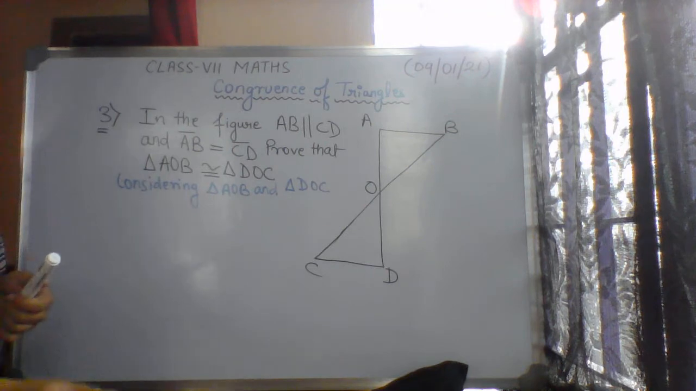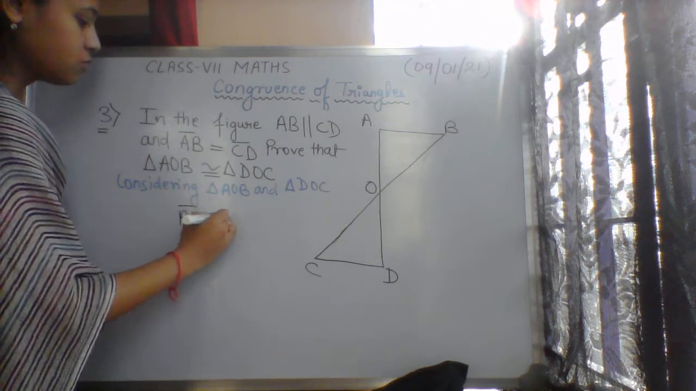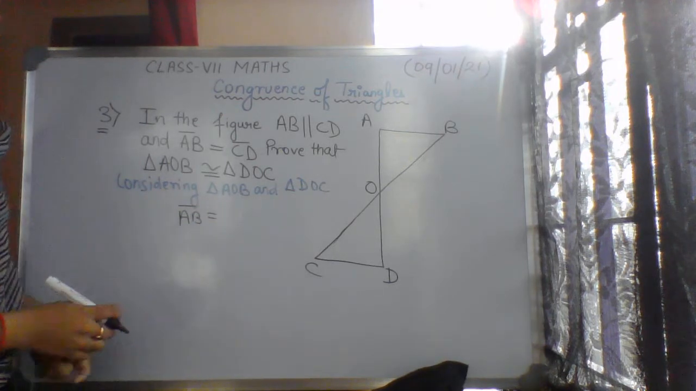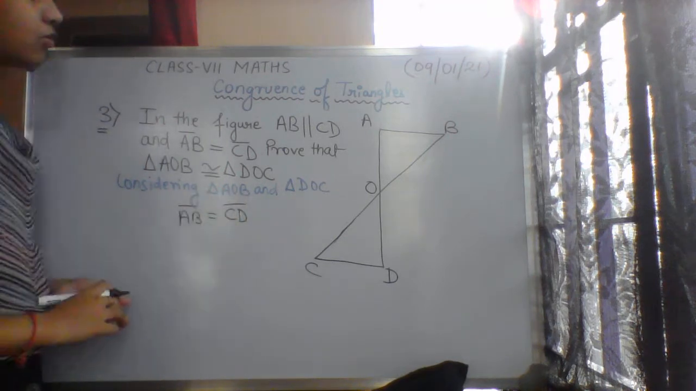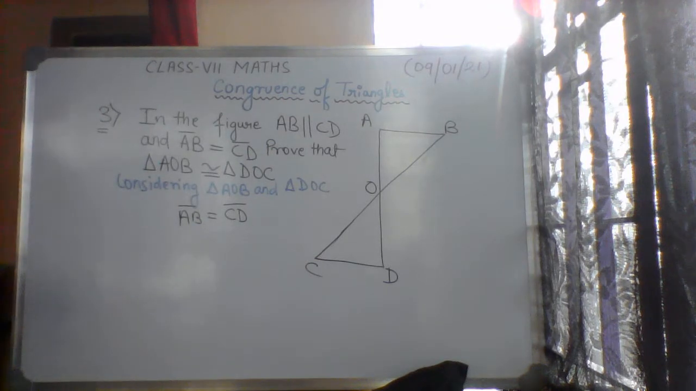So it is given AB equals CD, or DC of that. Okay, means these two are equal. Next, what can you write?